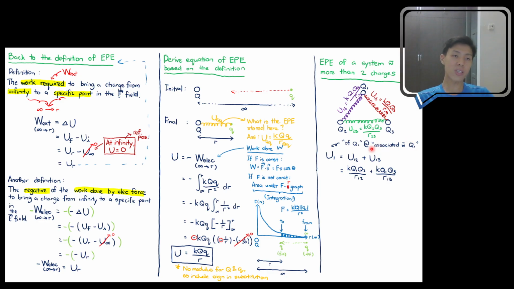The better way is to use associated, because as you can see, this spring here stores energy not only on the Q1. This spring here stores energy in between Q1 and Q2. So this energy here is not totally owned by Q1. It's actually shared between Q1 and Q2, and shared between Q1 and Q3. Okay, so that's why this way is actually more appropriate, but our syllabus always uses of.